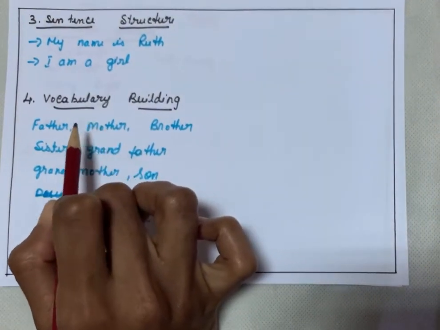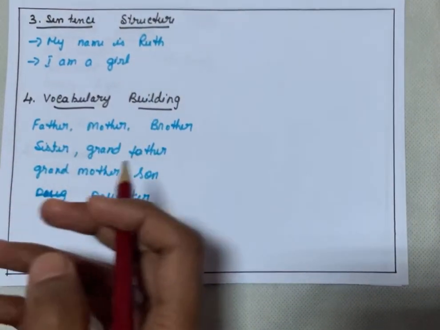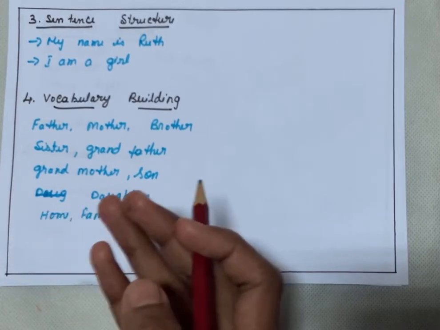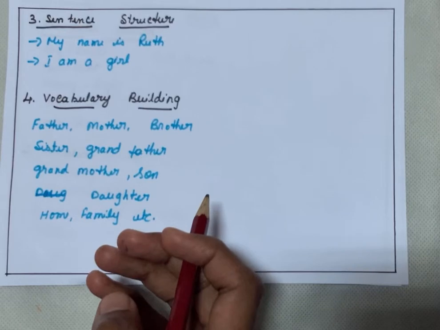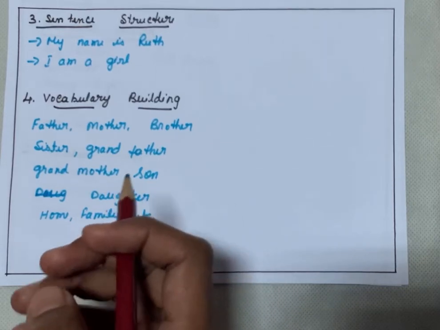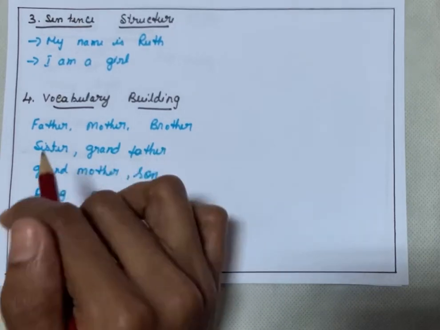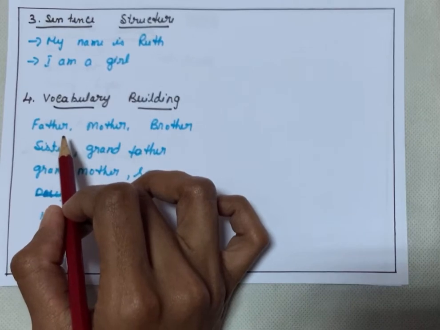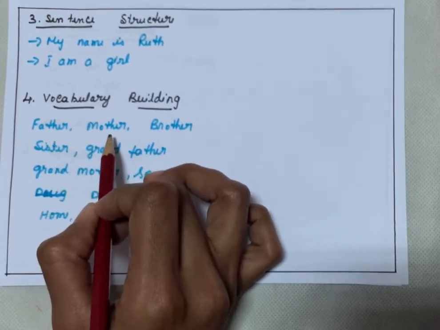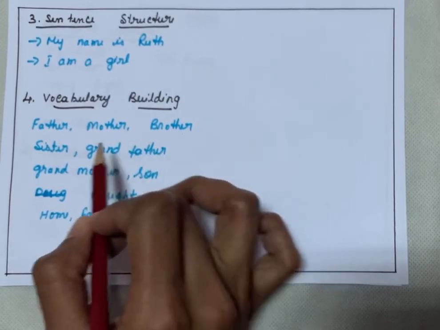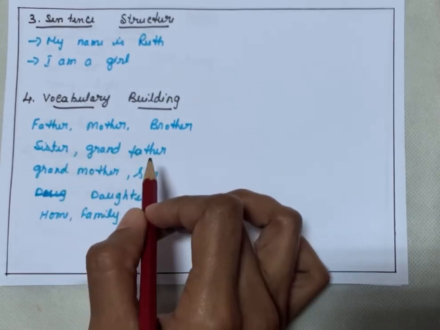You can teach father, mother, brother, sister, grandfather, grandmother, son, daughter, home, family, etc. These types of words you can teach them, and also teach them like who is the father, who is the mother, what's father's name, what is mother's name, who is brother, who is sister, who is grandfather.